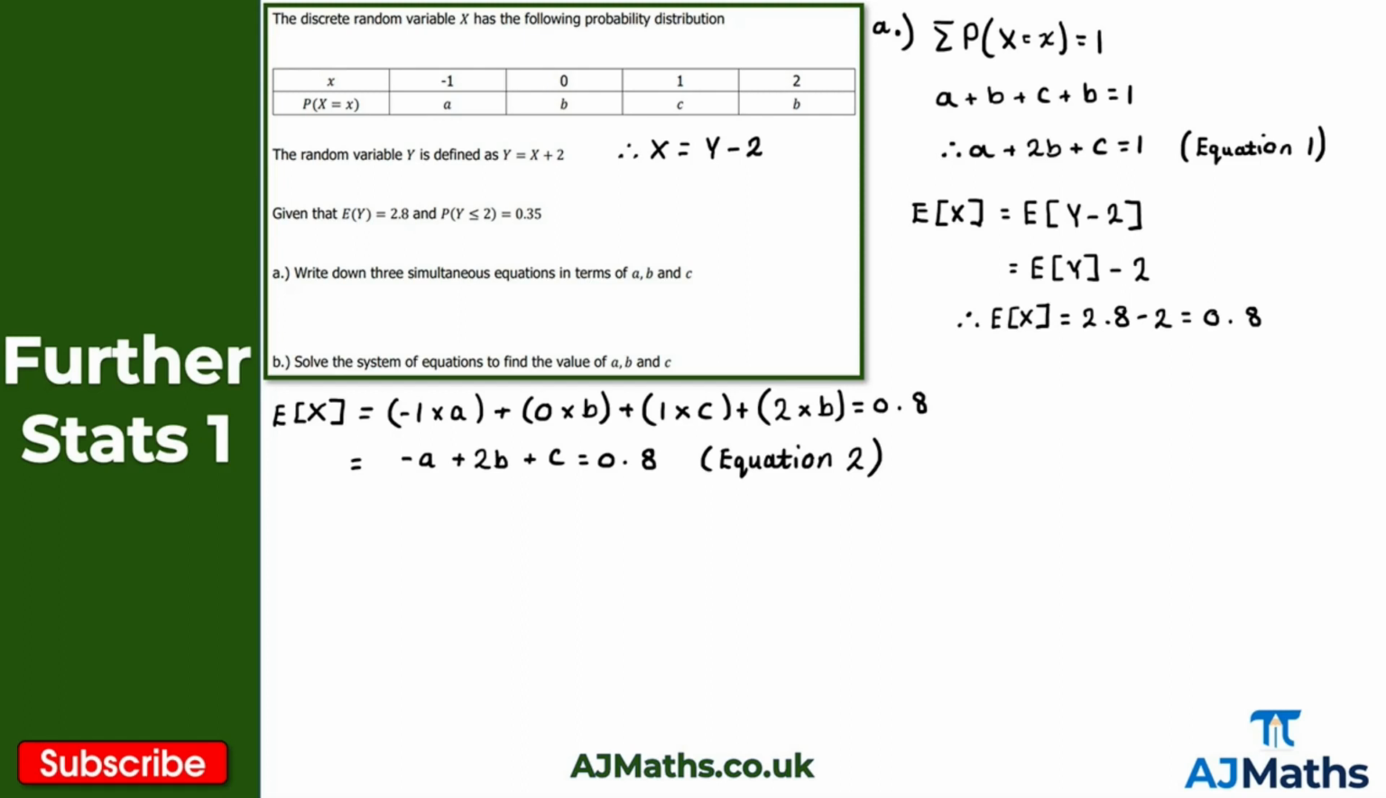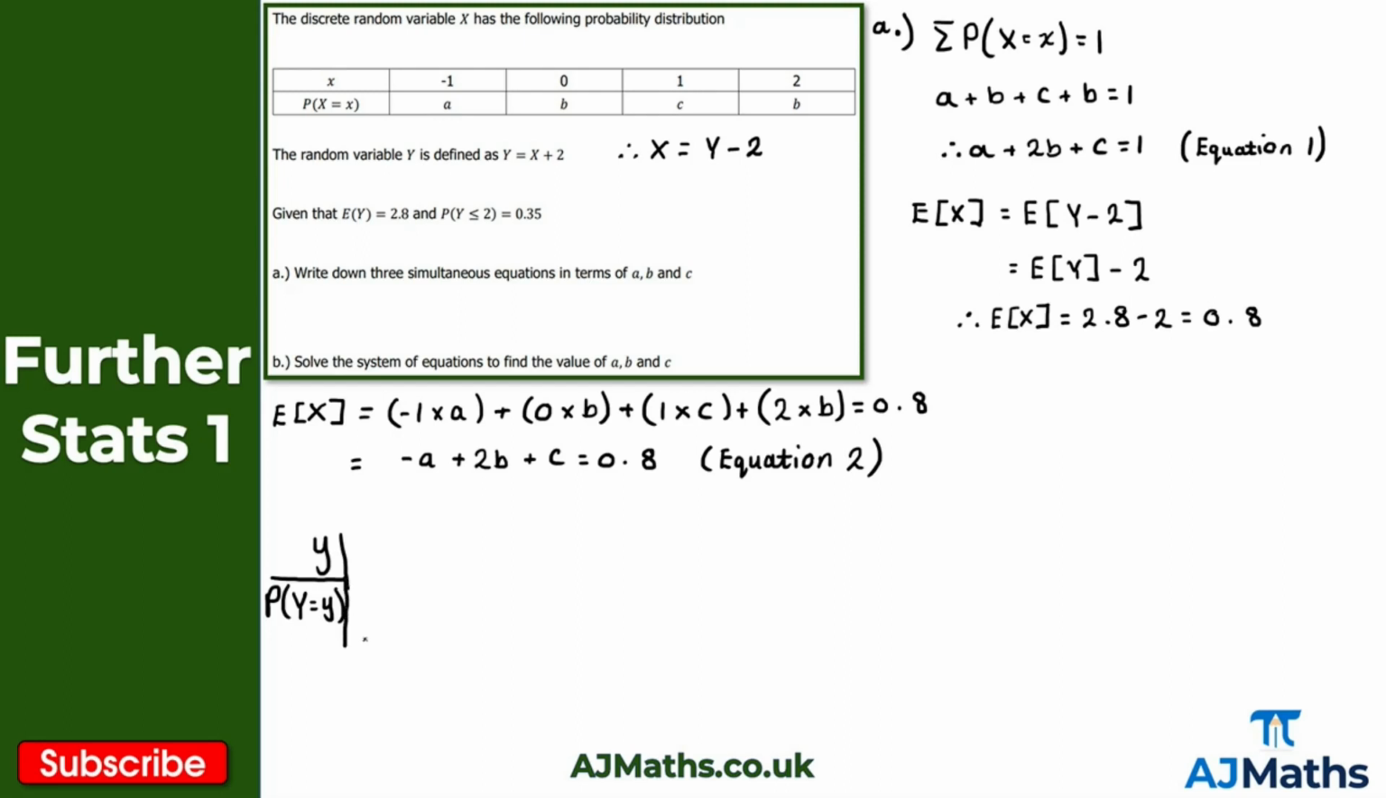My final equation comes from this fact, that the probability of y being less than or equal to 2 is equal to 0.35. Now to find this probability, I need to actually get the probability distribution of y. This is the probability distribution of x. I now need the probability distribution of y. So all we need to do is write down the table. Let me do that underneath here. So I've got y. We've got our probabilities here. It doesn't need to be particularly neat, just so we can see what we're working with.